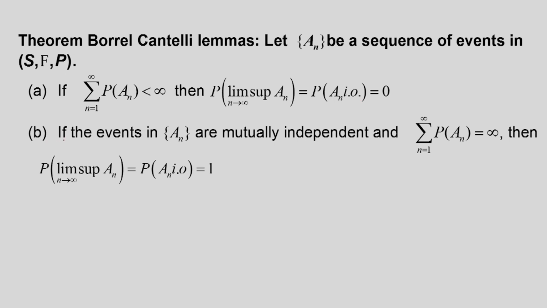Now, part B: if the events A_n are mutually independent. This is a requirement for part B, the events A_n are mutually independent, and the sum of the probabilities P(A_n) going from 1 to infinity diverges, that is, it is equal to infinity, then the probability of lim sup of A_n is equal to 1. So these two lemmas are very important as far as application is concerned. Next, we will prove these two lemmas.